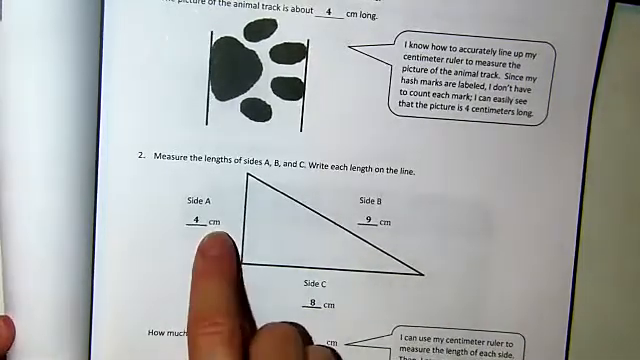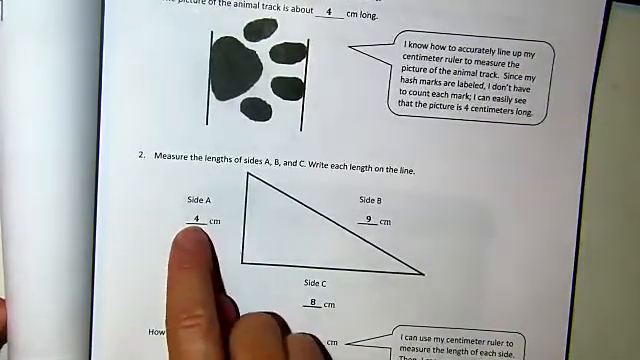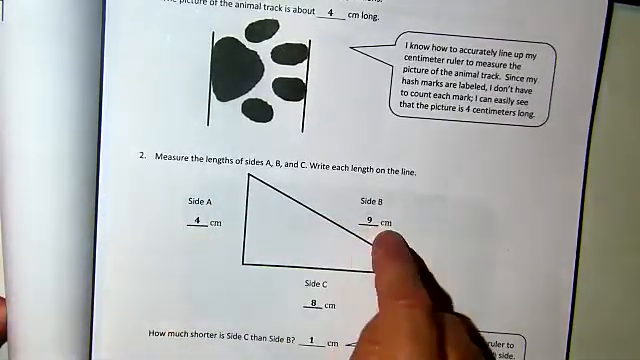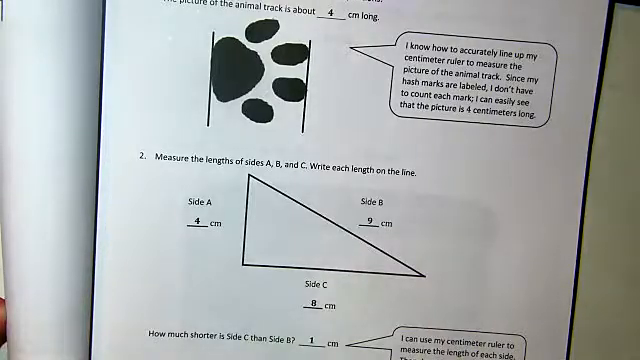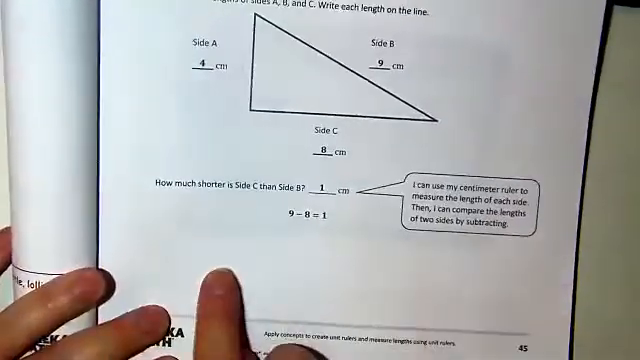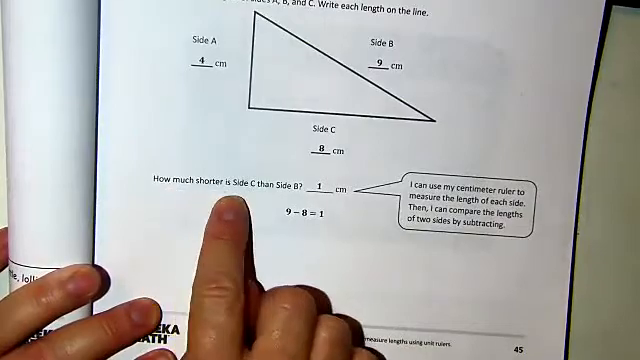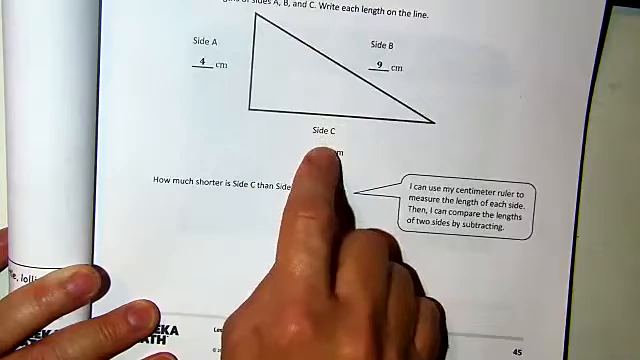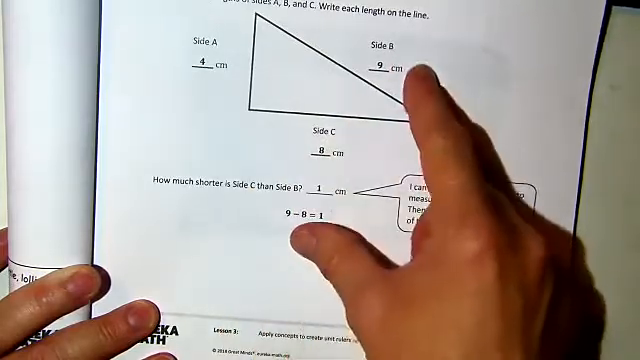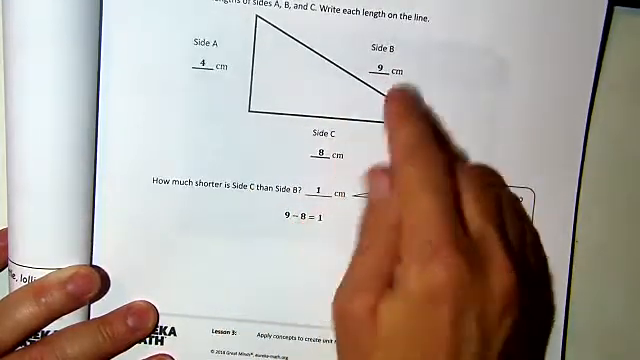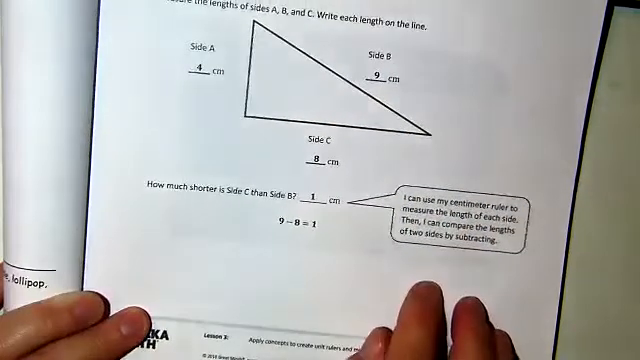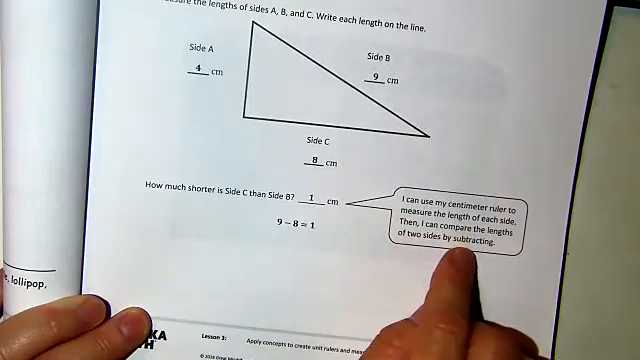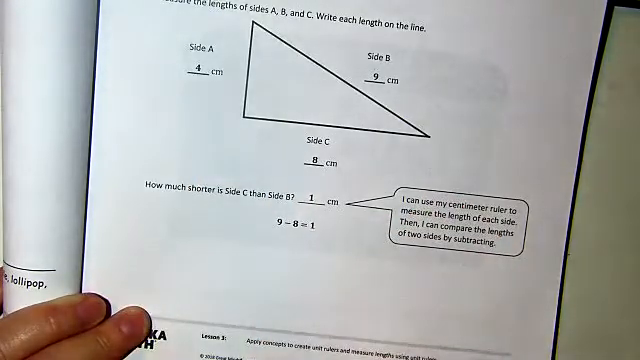So we always want to make sure we include the units. This isn't just 4 what? 4 centimeters, 9 centimeters. The last kind of question that we're going to have is how much shorter is side C than side B? We have to compare these two sides. We have these two numbers. So we measured the length of each side, and now we're going to compare those lengths.